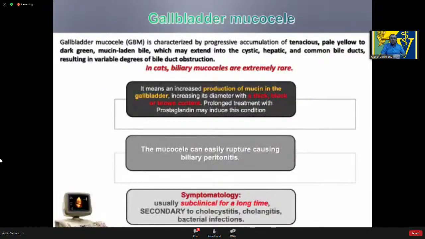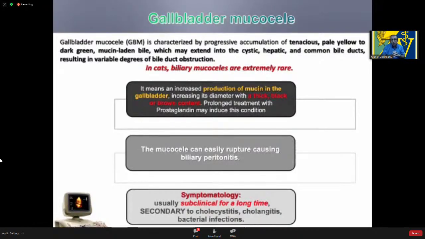Regarding the gallbladder mucocele, this one is defined and characterized by a progressive accumulation of tenacious, pale yellow, or up to dark green bile, mucin-laden bile, which may extend into the cystic, hepatic, or even common bile ducts, resulting in different degrees of bile duct obstruction.